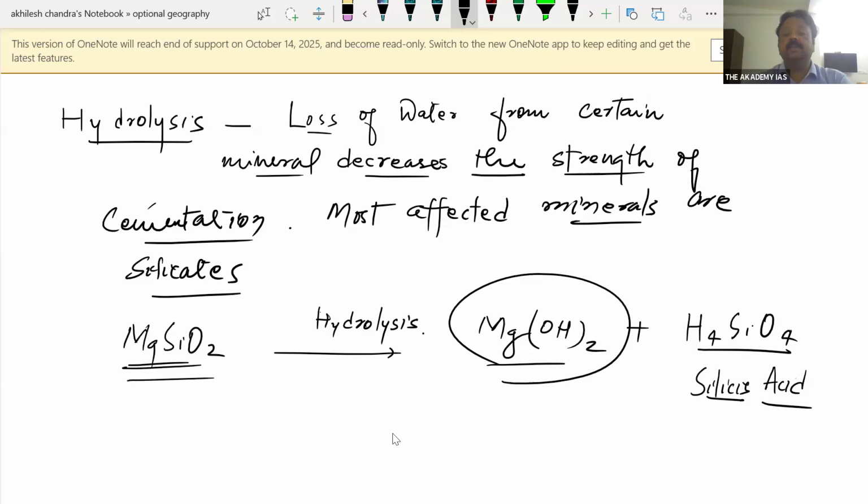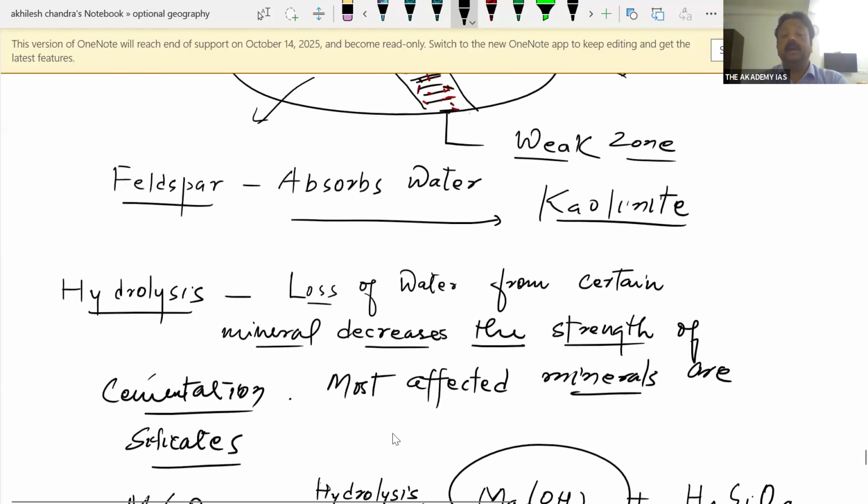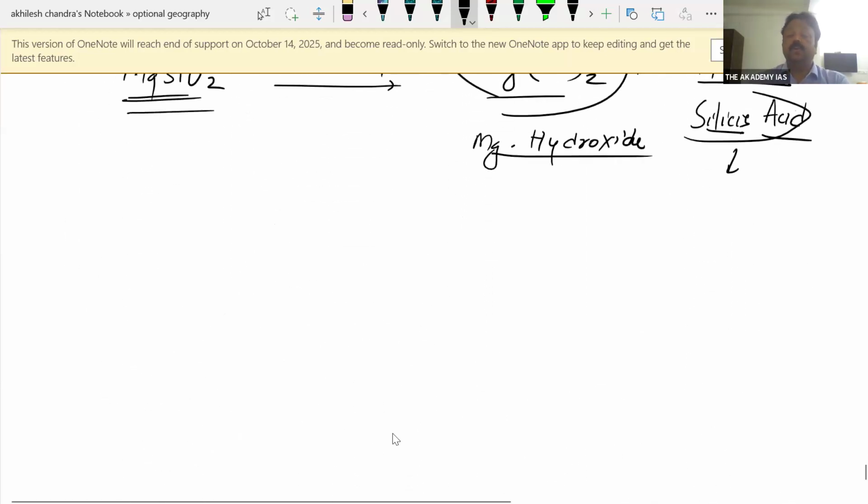So there is a change in the moiety. The silicate gets converted to hydroxide. There is magnesium hydroxide. And not only magnesium hydroxide, there is formation of silicic acid, and it will further dissolve other minerals. So this acid will dissolve other minerals. So hydrolysis is also one of the processes in which there is disintegration of rock.